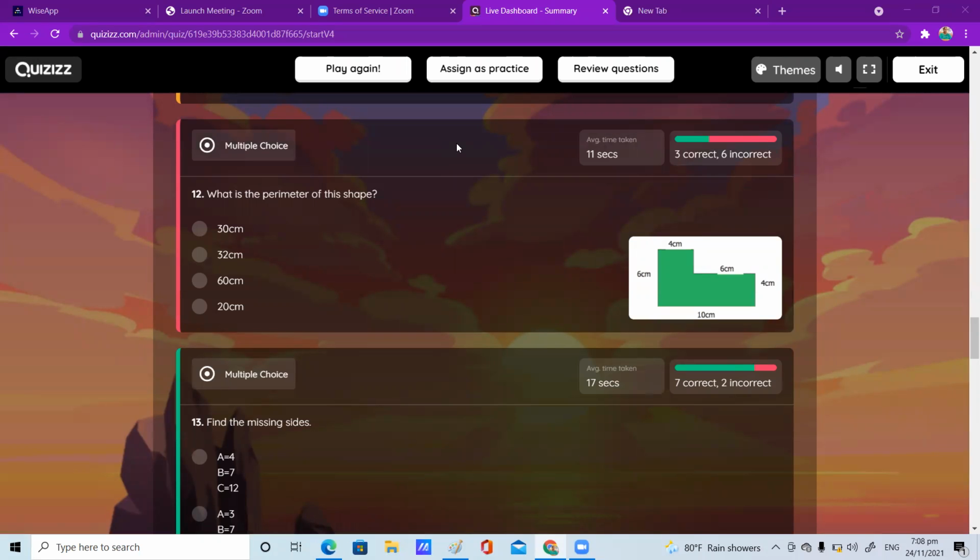Ma'am, in this you have to add the sum of all these. So 6 plus 4 is 10 and 6 plus 4 is 10. So 20 plus 10 is 30. So the answer is 30 centimeters square. No, and 6 minus 4, which is 2. You have to add it because there is a line over there where the dimension is not given. So it will be 32 centimeters.